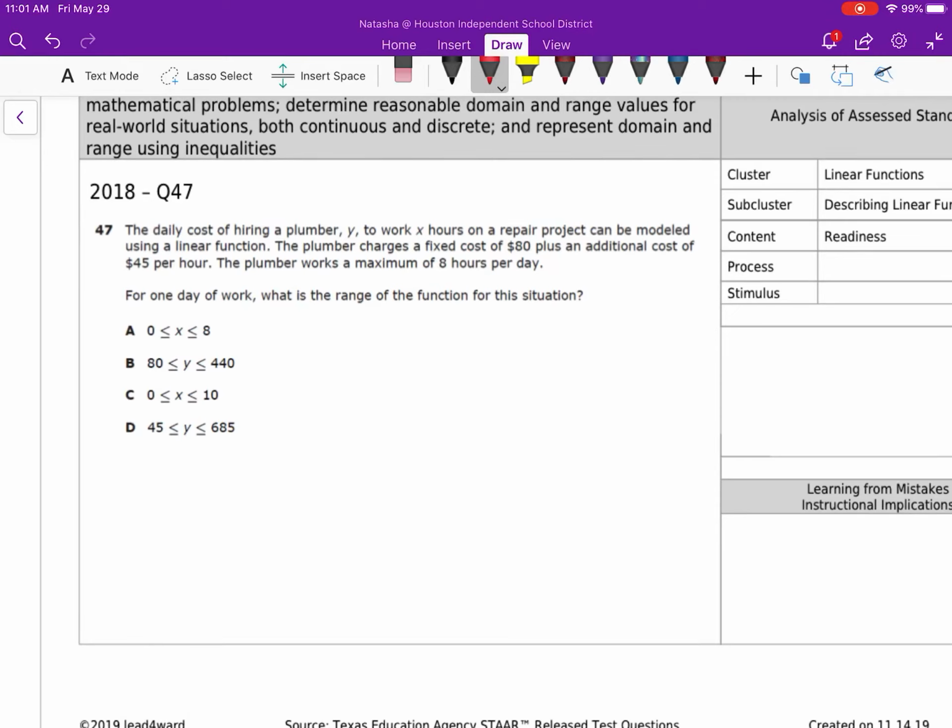Okay, so this question here: the daily cost of hiring a plumber, Y, to work X hours in a repair project can be modeled using a linear function. The plumber charges a fixed cost of $80. Fixed cost, that's your clue. Fixed cost means that that is a constant. Means constant value of 80.